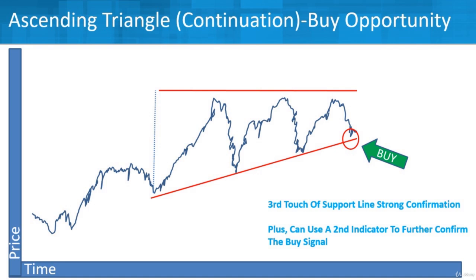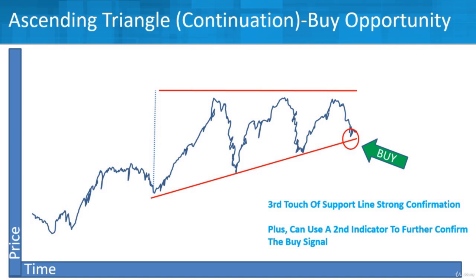So that's a very strong confirmation. You can also use a second indicator to further confirm, with volume or a moving average or some other type of indicator to help you confirm as well. You don't have to trade just off the triangle. You could buy on that second touch, by the way, and that's perfectly fine. The third touch just gives you a little bit more confirmation.